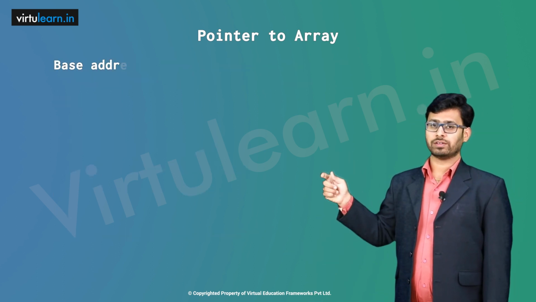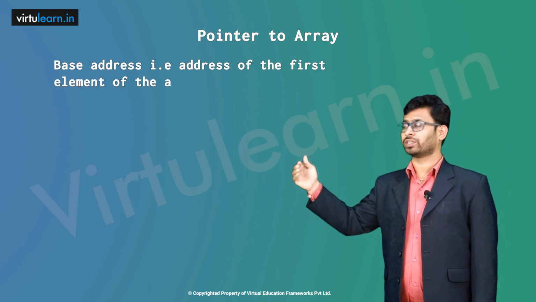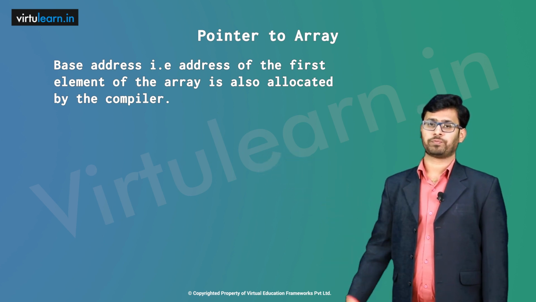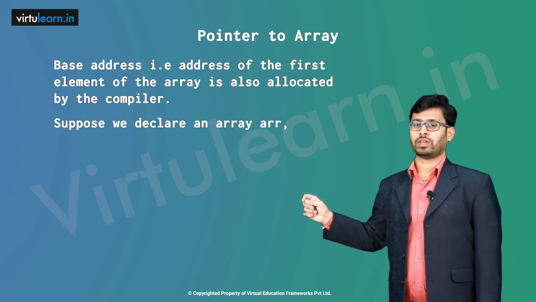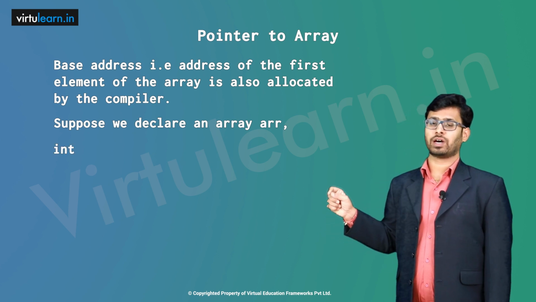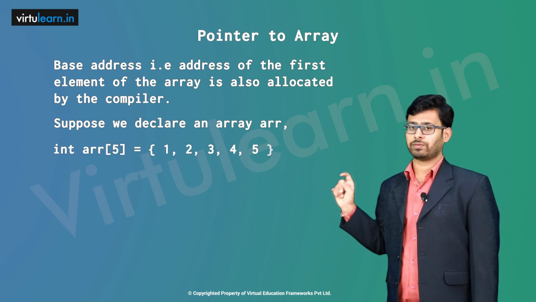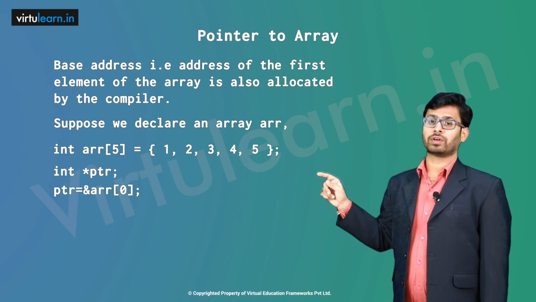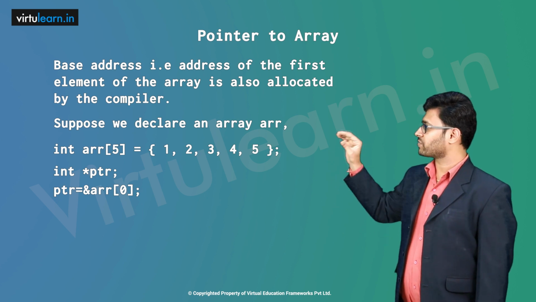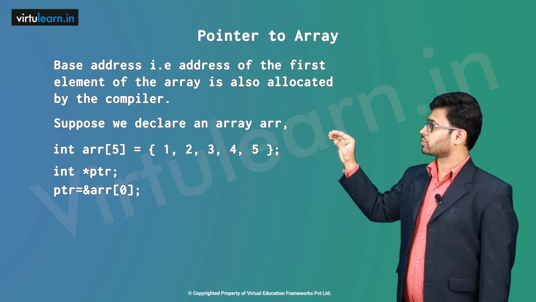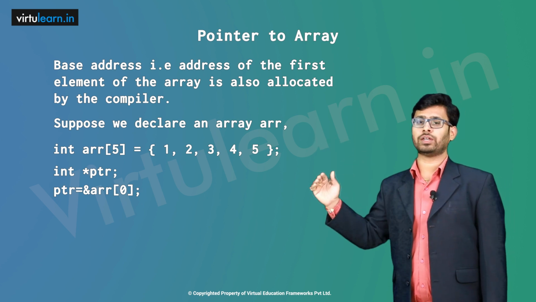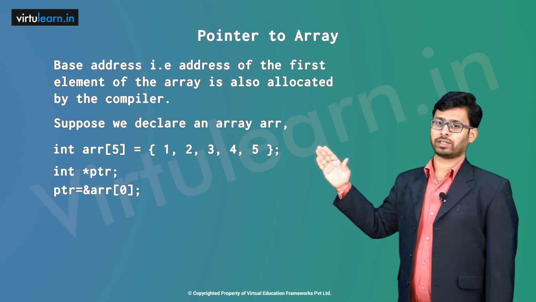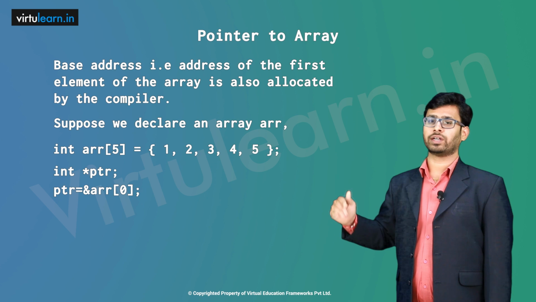Suppose if you know the base address, we can increment the pointer position to the next element and we can trace all the elements which are there in the array. Suppose we declare an array as int ARR of 5 equal to 1, 2, 3, 4, 5, int star PTR, next PTR is equal to address of array of 0, which means the base address of index 0 we are storing in the pointer. If you increment that value, you are going to get the next location. So that we can see practically in pointer arithmetic, that is pointer increment and pointer decrement.